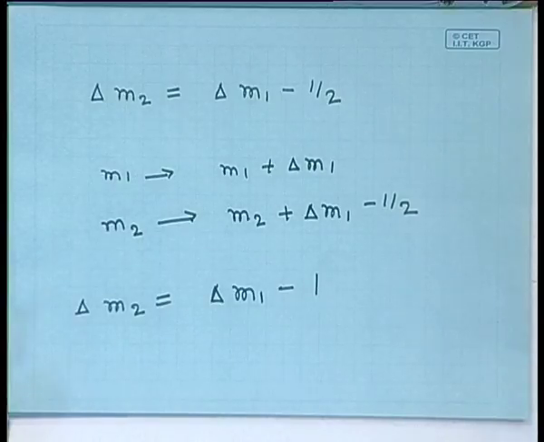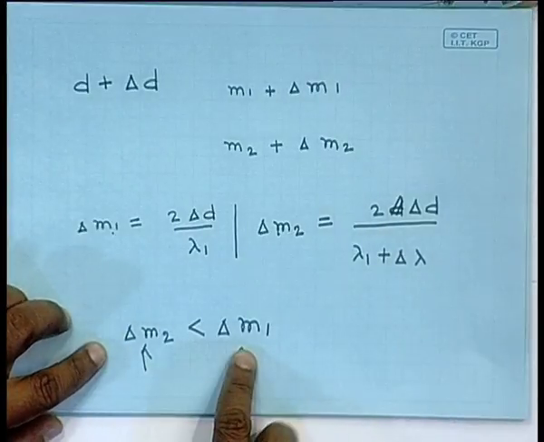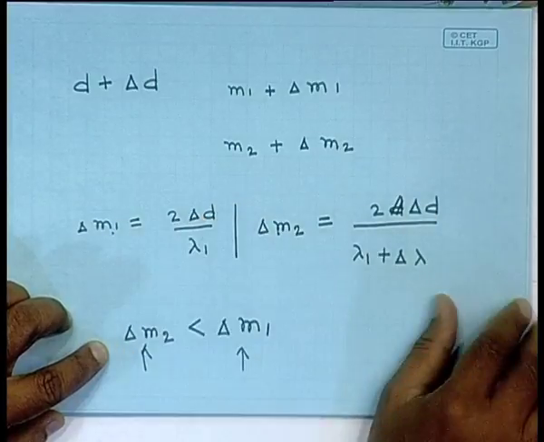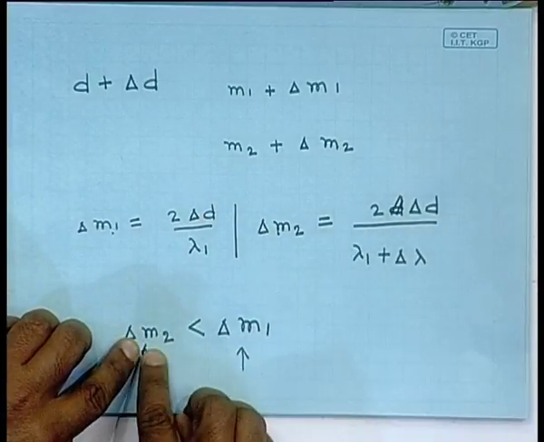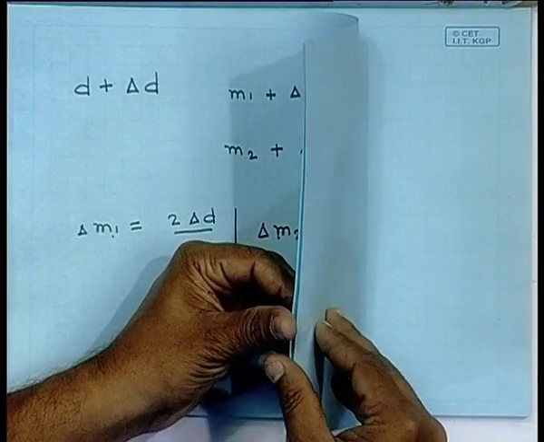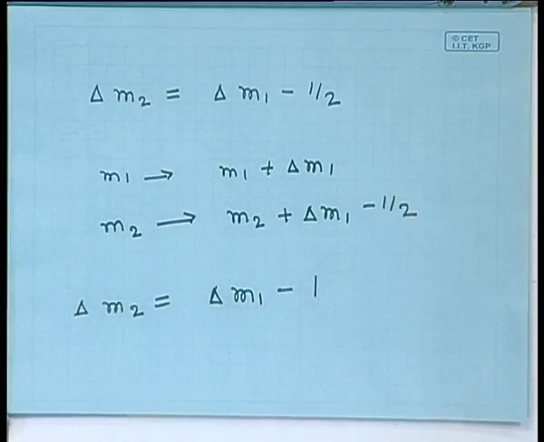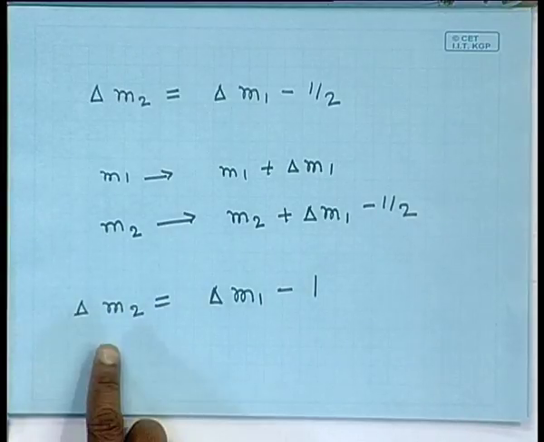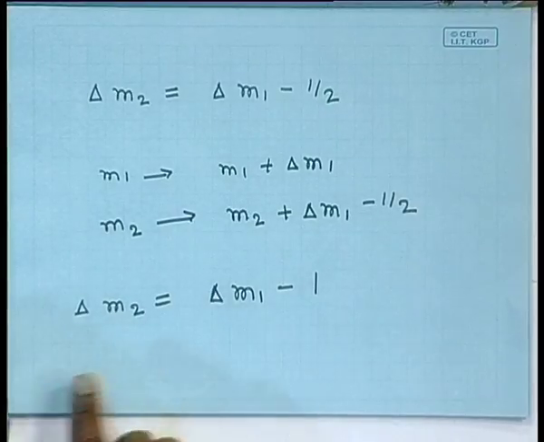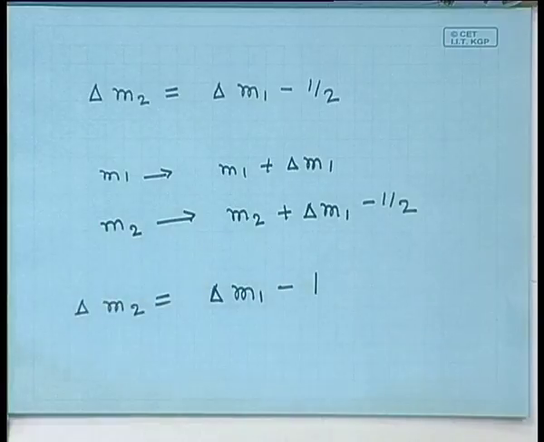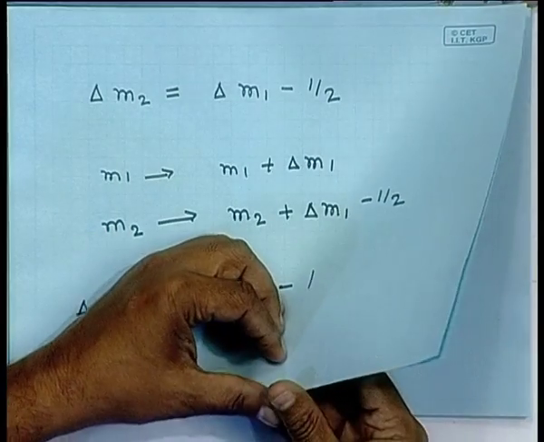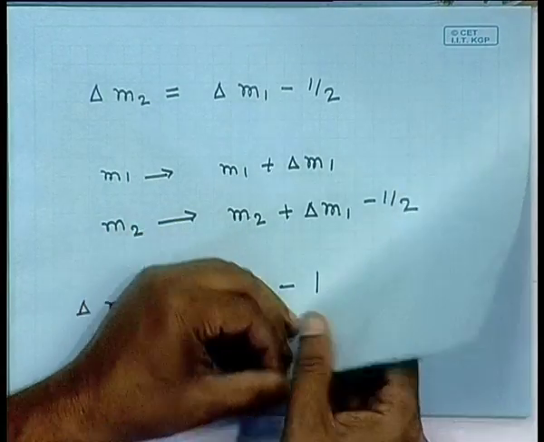So, delta m2 has to be less than delta m1, this we have already seen from here. And if I increase delta D so that these two numbers differ by 1, which is the condition, under this condition the bright fringes of one of the wavelengths are again going to coincide with the bright fringes of the other wavelength. So, when this condition is satisfied, let me look at the full expression.